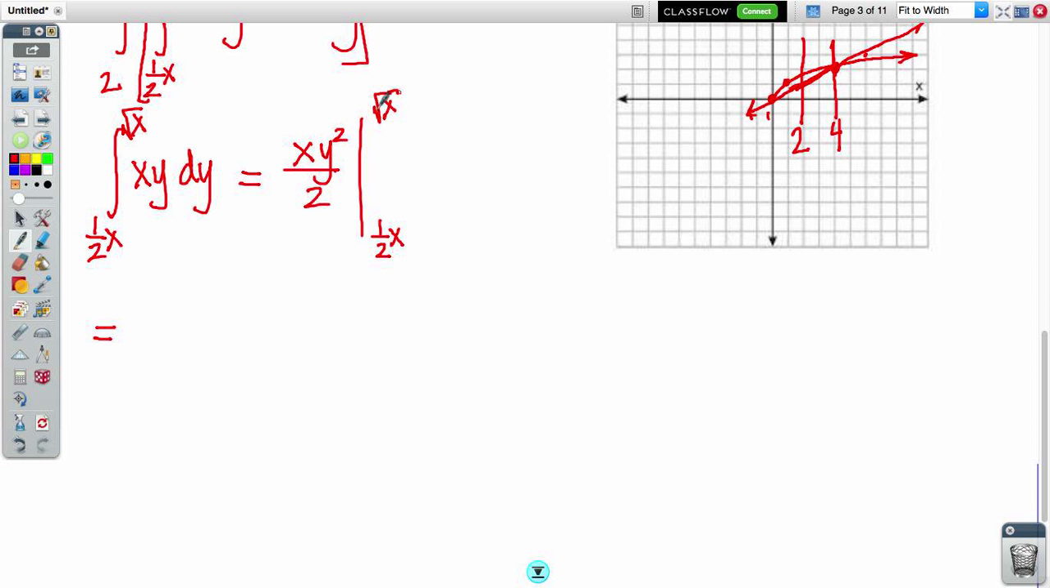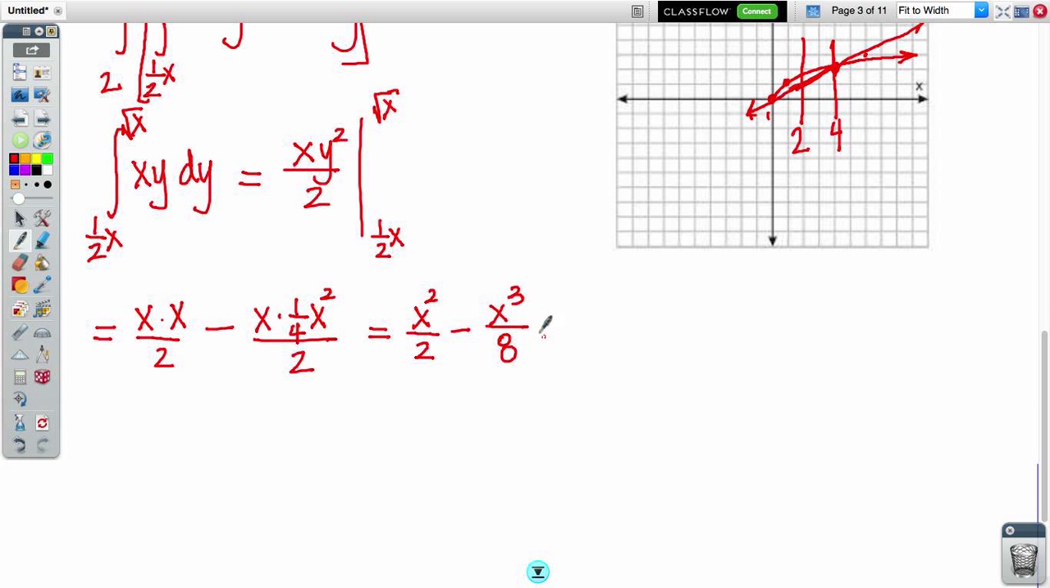So when I plug in the top limit, this turns into x times the square root of x squared, which is just x, over 2, minus x times 1/2 x quantity squared, which is 1/4 x squared, all over 2. So when I simplify this, this becomes x squared over 2 minus x cubed over 8. And again, not a numerical answer, but that's okay. I'm going to integrate it again anyway.